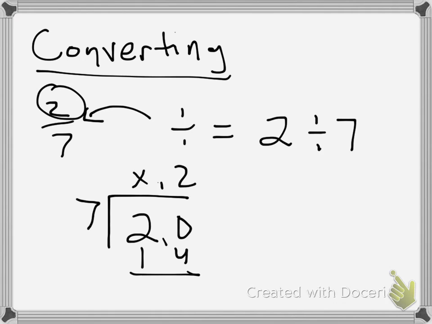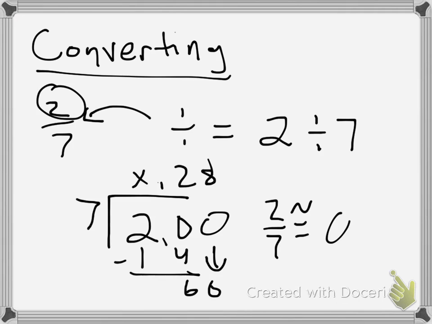2 times 7 is 14. And I could subtract, get 6, add another 0, bring this down. Does 7 go into 60? Yes, it would go 8 times, which would be 56. And I could keep on going here, but I have a decimal value for 2/7 that is close. It's about 28/100, and I could keep on going.